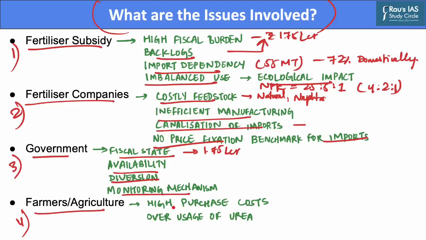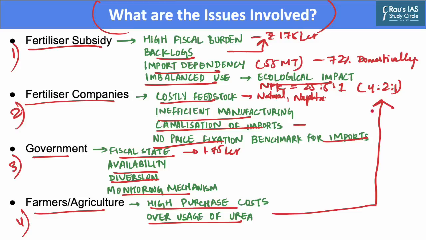The fourth issue pertains to farmers and agriculturalists. This includes that they have to pay high purchase costs to procure fertilizers from black markets. Further, underpricing of urea relative to other fertilizers, especially potassium and phosphorus based fertilizers, leads to overuse of urea, which is also apparent from the fact that there is imbalanced fertilizer use.